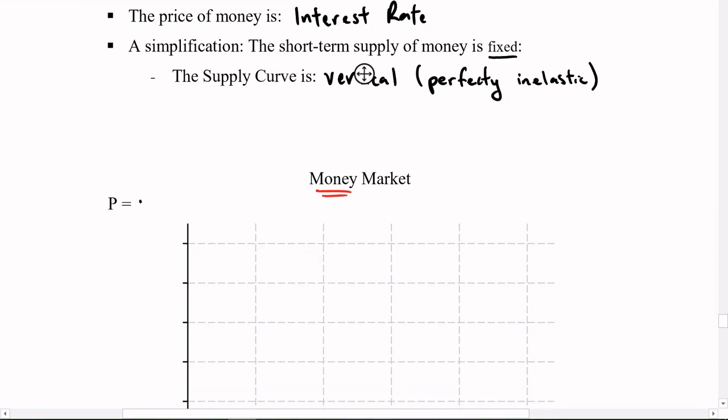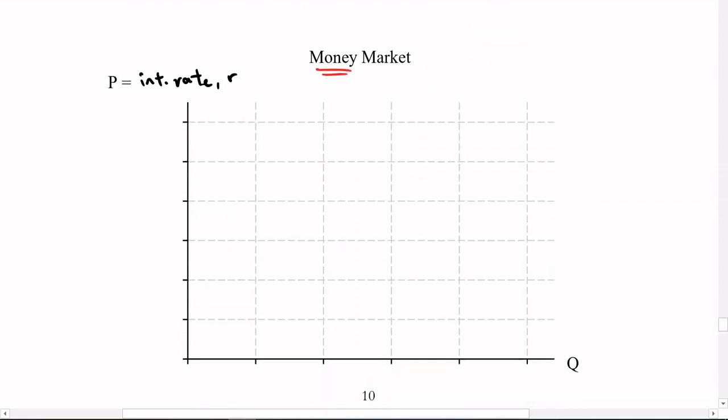Okay, but again, the price is the interest rate. We're going to call that R. And in our money market, we have the demand for money.